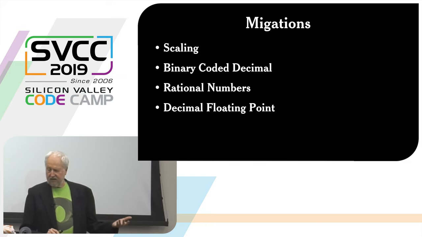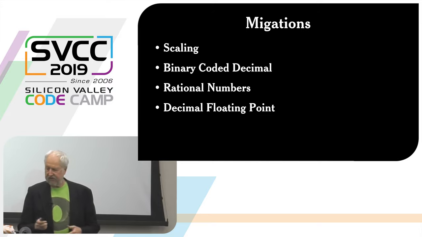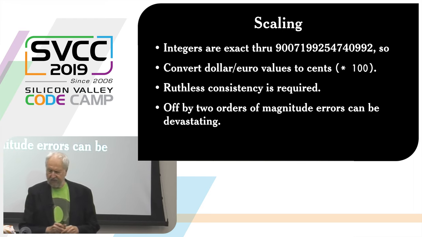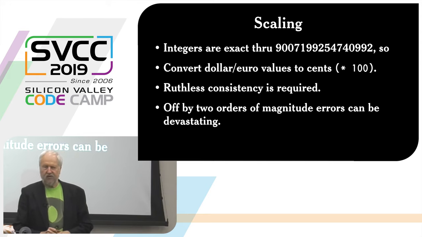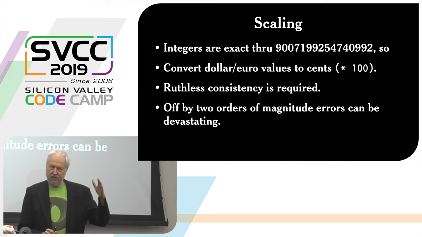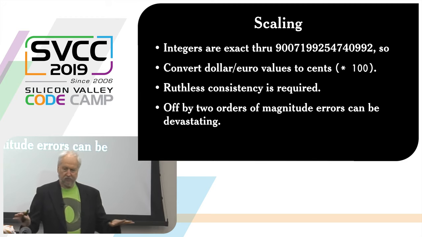Scaling, binary coded decimal, rational numbers, and decimal floating point. And they all work to various degrees of satisfaction, so let's look at all of them. The first is scaling. This is the easiest one. So integers in JavaScript are accurate to about 9 quadrillion. As long as you're less than 9 quadrillion and you're in integer space, you're good. The laws of mathematics hold, so that's great.